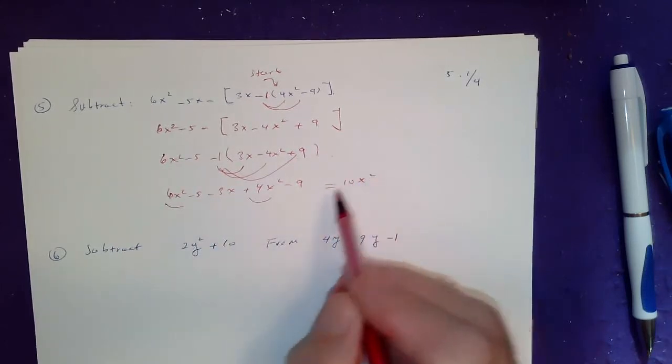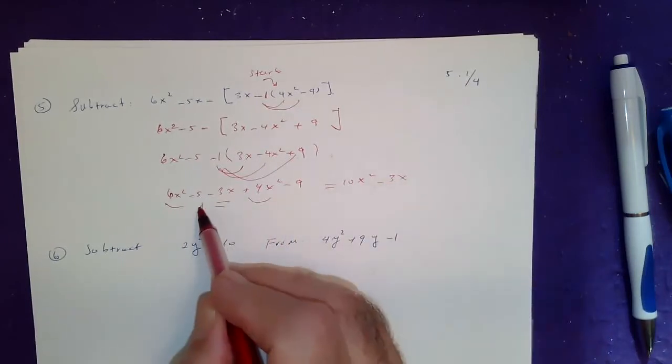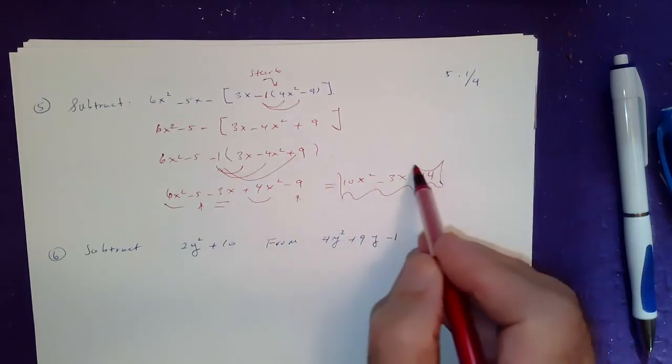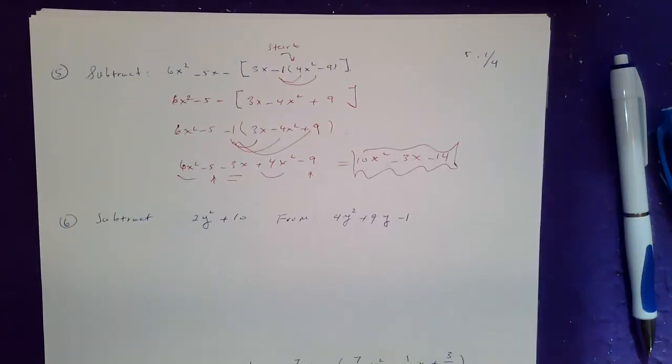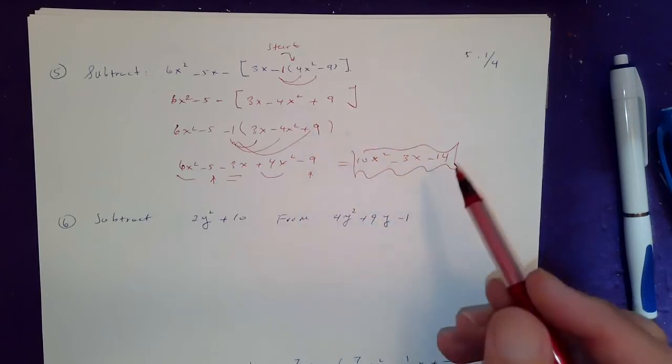So I get 10x squared. Then this one is one of a kind, the minus 3x. But the constants add up to negative 14. So that's the final answer. Please do not attempt to solve any of these for x or y. They are not equations. They're just adding and subtracting polynomials.